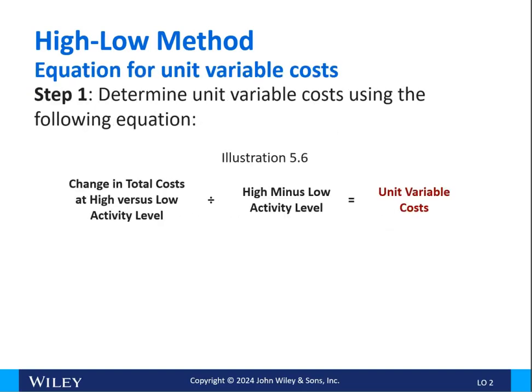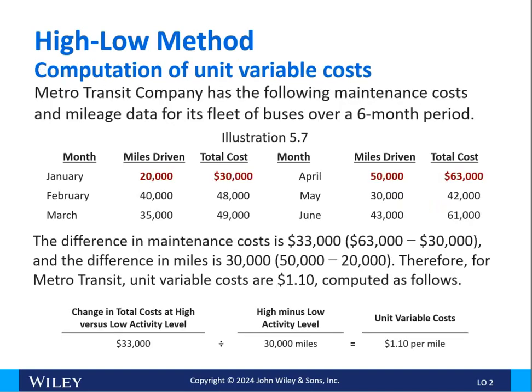Okay, so it's better if we go through some examples than just looking at those definitions. First we're going to determine the unit variable cost using the following equation. We take the change in total costs at the high level of activity versus the low level of activity, and divide that by the change in the activity level. So the change in costs divided by the change in activity level gives us our unit variable cost.